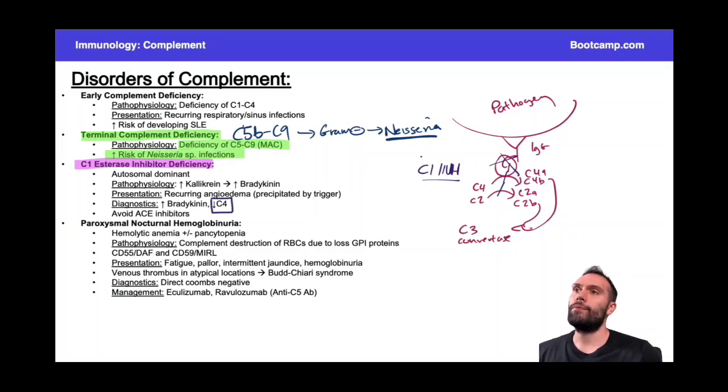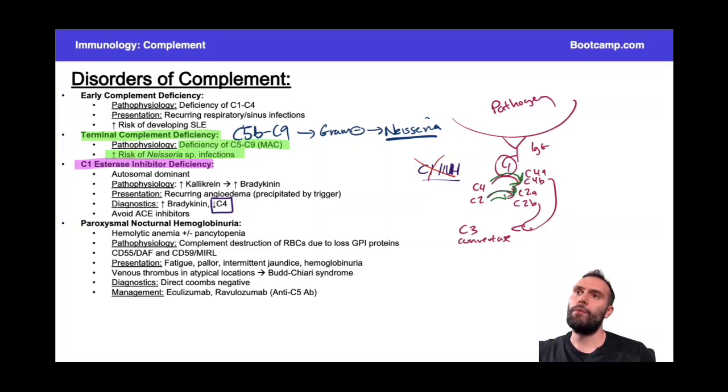So if for whatever reason you didn't have this C1 esterase inhibitor, let's do this in another color. Let's just say you didn't have the C1 esterase inhibitor, okay? So you didn't have it or you had really low levels of it. What would happen is it wouldn't be able to inhibit the C1 component, right? And so if it wouldn't be able to inhibit the C1 component, this C1 component might go kind of overactive, right? Because it's not going to get regulated at all.